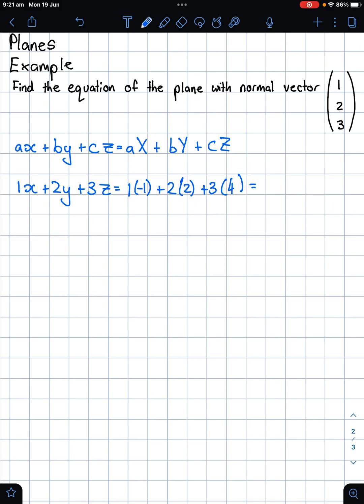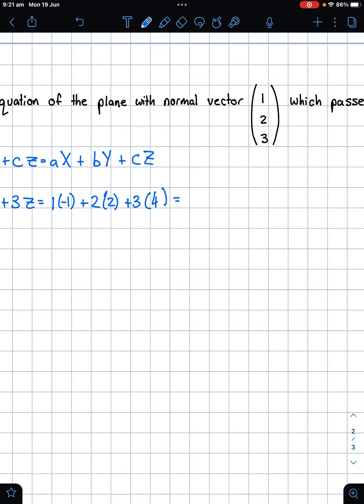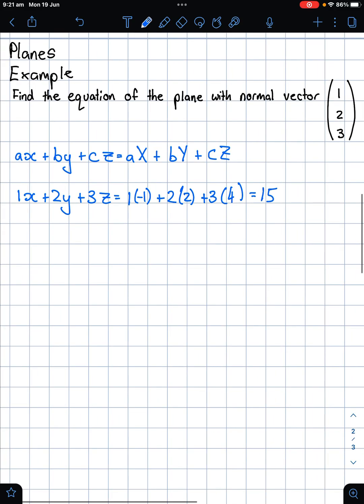Let's do it here. We're going to have -1 plus 4 is 3, and 3 plus 12 is 15. So that equals 15. Then our equation for our plane is x plus 2y plus 3z equals 15. And that's all done there. So that is the Cartesian form of the equation. I'll just stop there. I'll do another example in another video. Thanks.